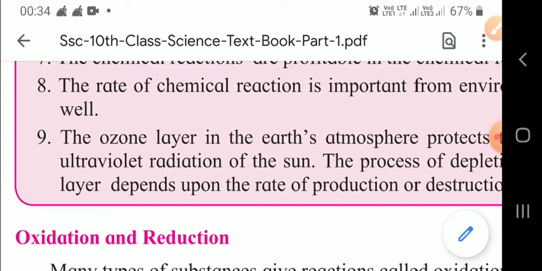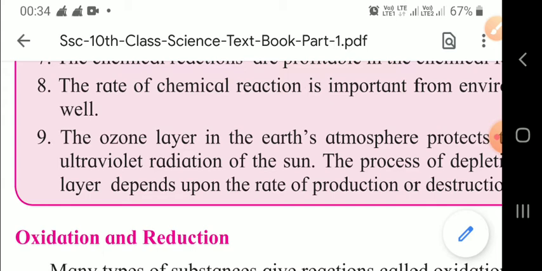So children, here I am ending my lecture. In the next lecture we will start from oxidation and reduction reactions. I am taking it slowly so that you can understand properly, children. Understand nicely, and whatever important points are there, you have to write down in your 100 pages book.